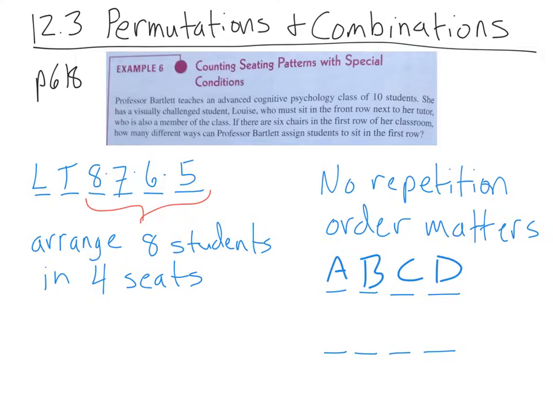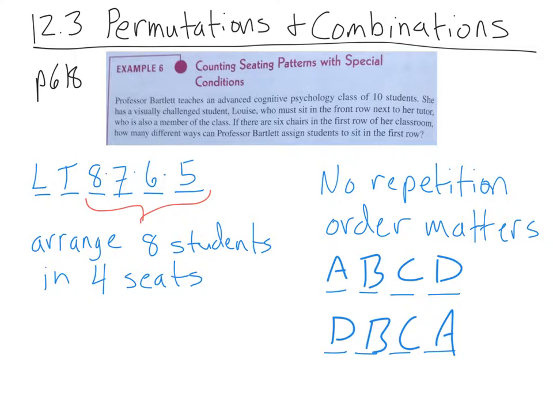So if I want to check to see if order matters, I'm going to stick with the same letters, A, B, C, and D, but I'm going to switch up their order. So maybe like a D, B, C, and A. Right, so notice the same 4 students got sat in those 4 seats, but I changed the order. And the question is, is this a different outcome in this situation?